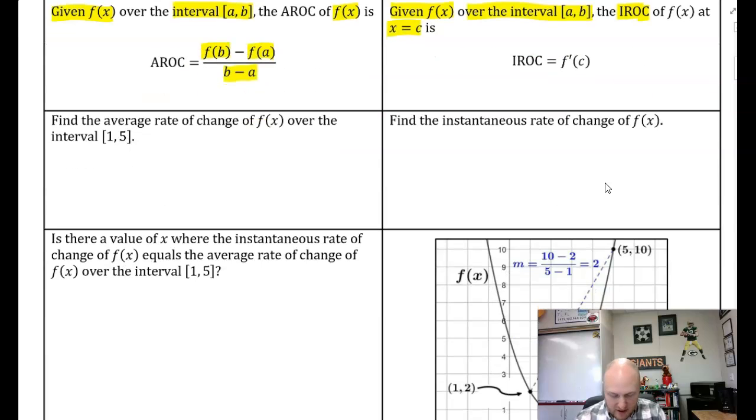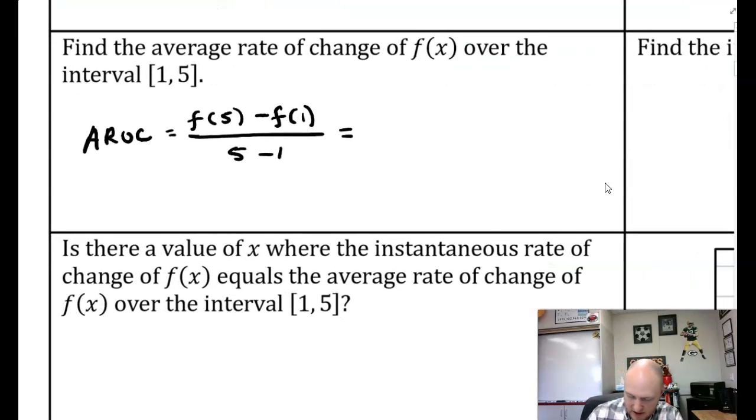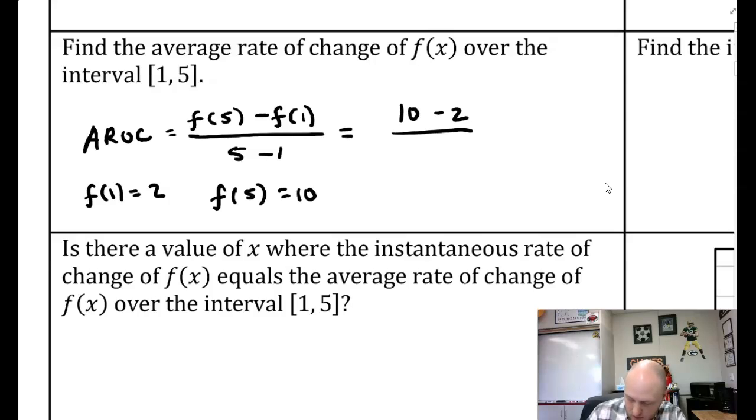Okay? Well, right here it says find the average rate of change of f of x over the interval 1 to 5. So if I wanted to calculate average rate of change, I need to calculate f of 5, subtract f of 1, and divide by 5 minus 1, right? It's my y values over my x values, okay? And so I did some math ahead of time. F of 1 was 2. And then f of 5 was 10. So we have 10 minus 2 over 4, which gives us 8 over 4, which is 2. That's the average rate of change over that interval.